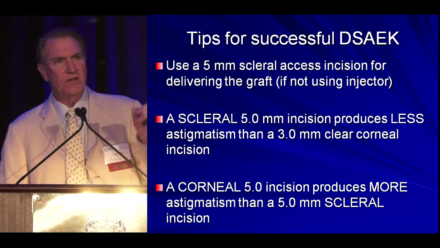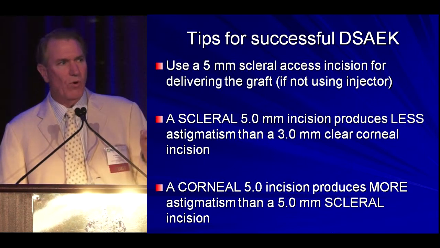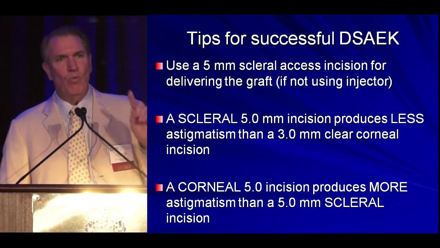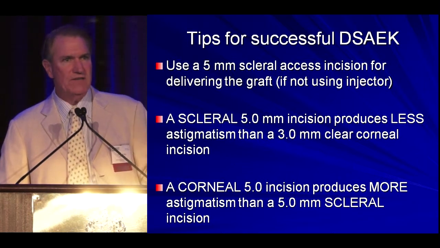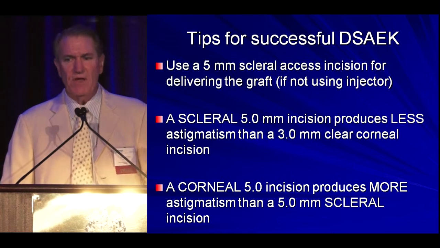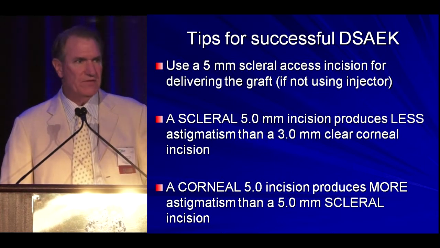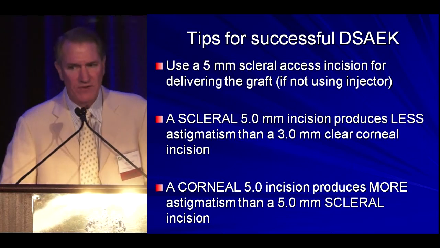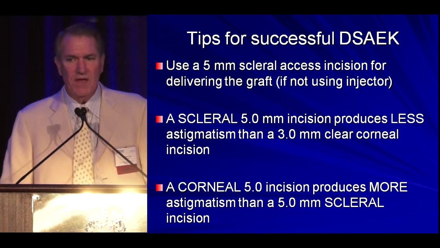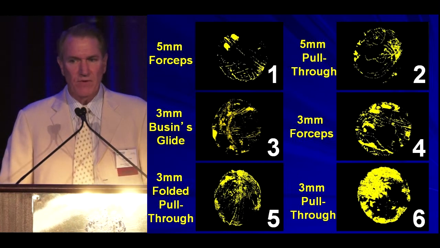The closer the incision is to the center of the pupil, the more induction of astigmatism. A 1 millimeter incision made a millimeter away from the visual axis will have much more astigmatism than a 5 millimeter incision made in the sclera. A corneal 5 millimeter incision produces more astigmatism than a 5 millimeter scleral incision for that very reason.